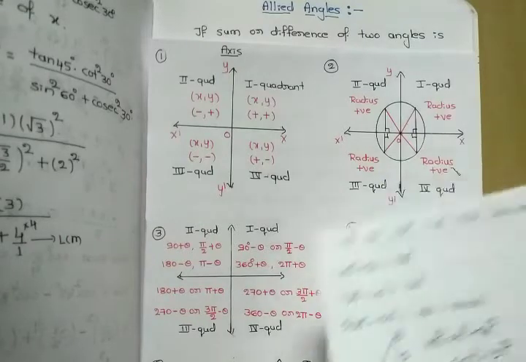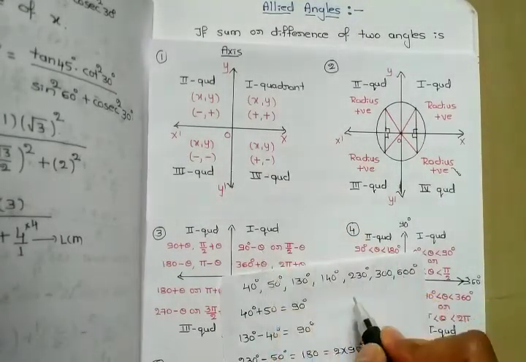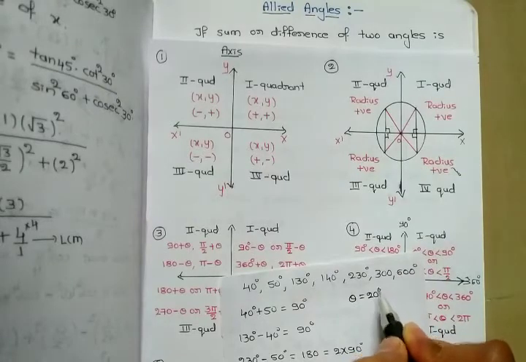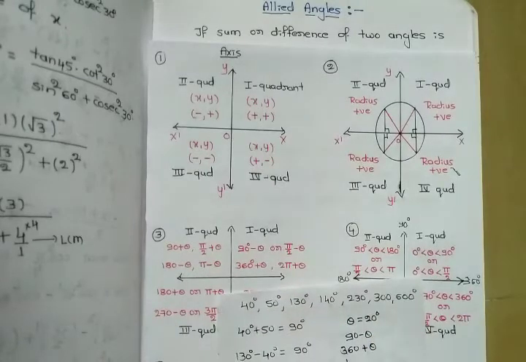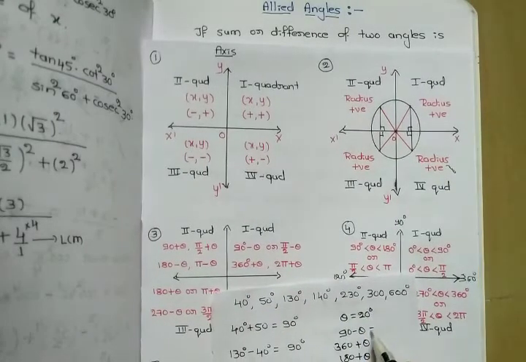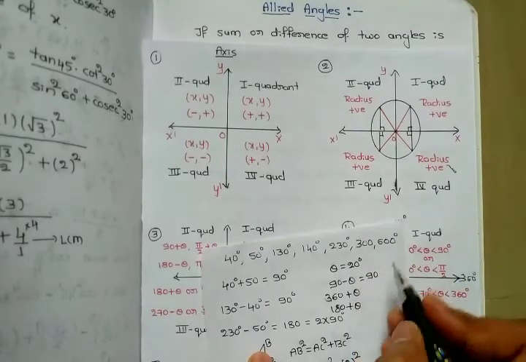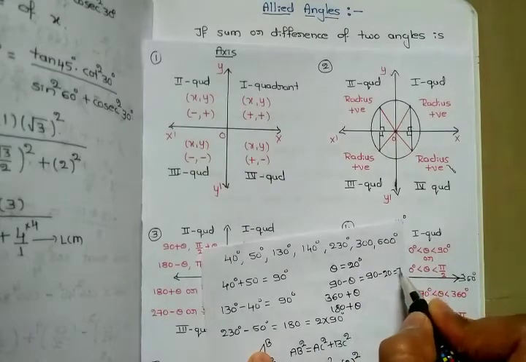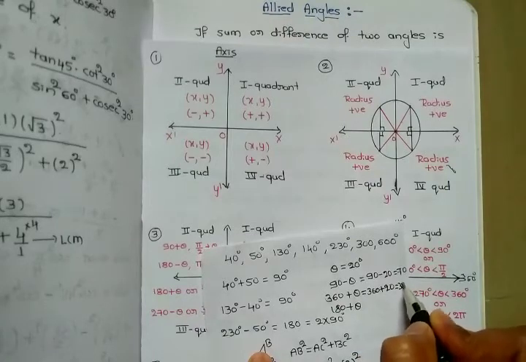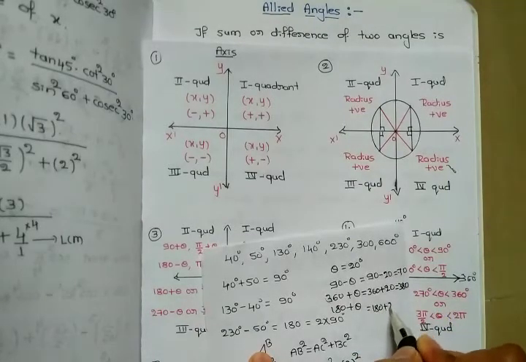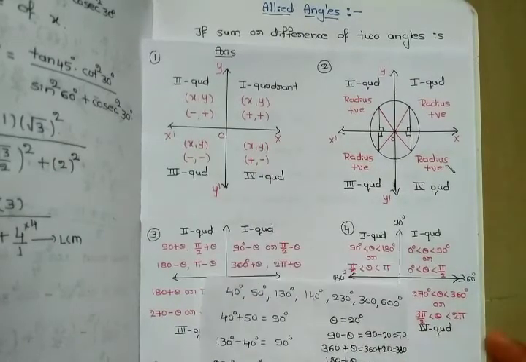See, suppose if I consider this angle theta is equals to 20 degree. So that time, if I apply 90 minus theta and 360 plus theta and 180 plus theta, these values I am going to apply. So theta means 20 degrees. So 90 minus 20 is 70. 360 plus 20 is 380. And 180 plus 20 is 200. So what you can observe here?